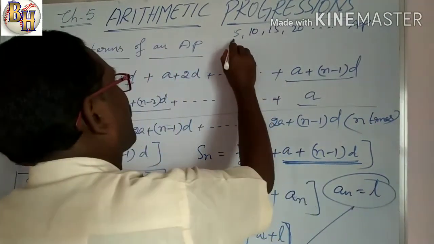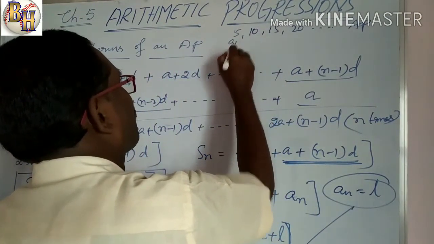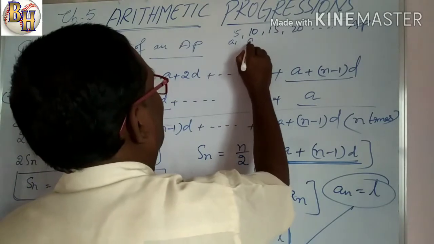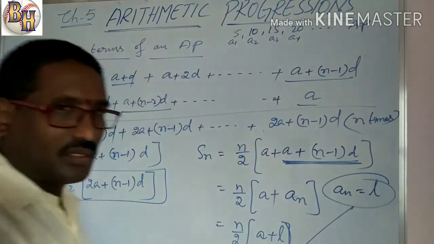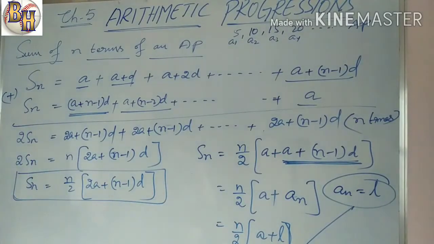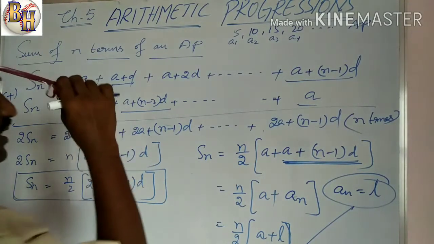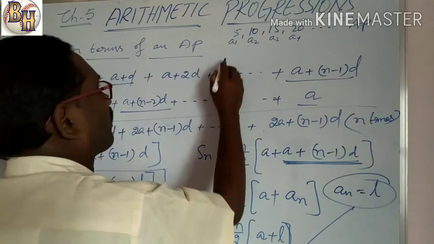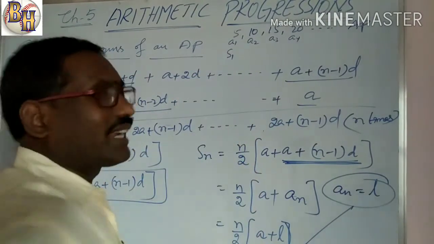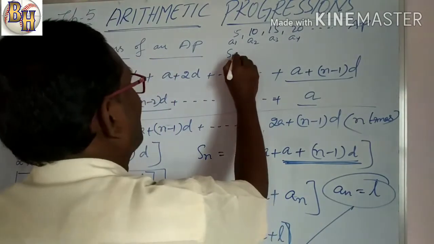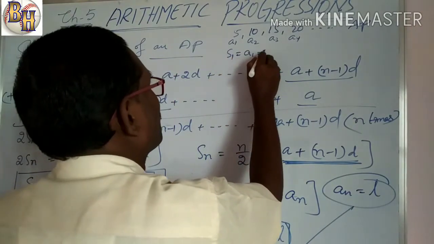Now, here, what is the first term? This is A1, this is A2, this is A3, this is A4. What is the first term? How much here? A1. That is S1. Sum of first n terms, that is S1 is equal to A1 only, which is equal to 5.